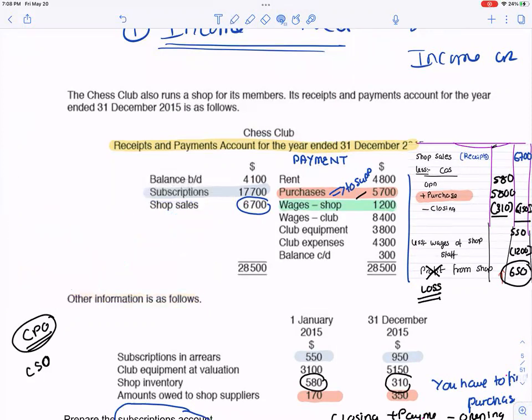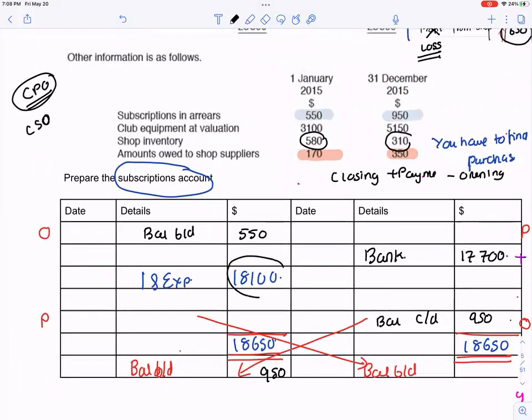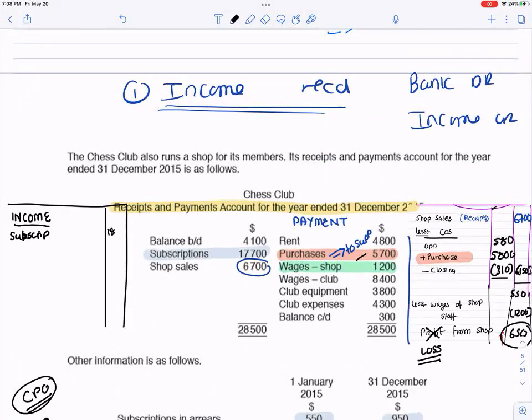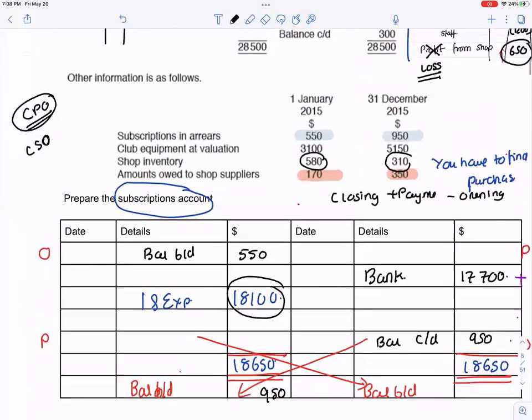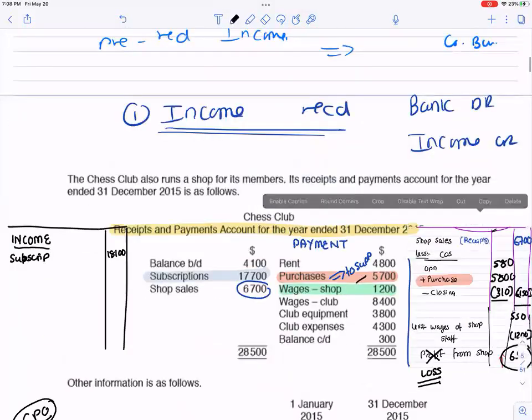After this, what do you prepare? Income and expenditure account. First thing you will write is income. What would be the first income? I told you already, subscriptions. What would be the subscription? 18100, the one that we found over here.